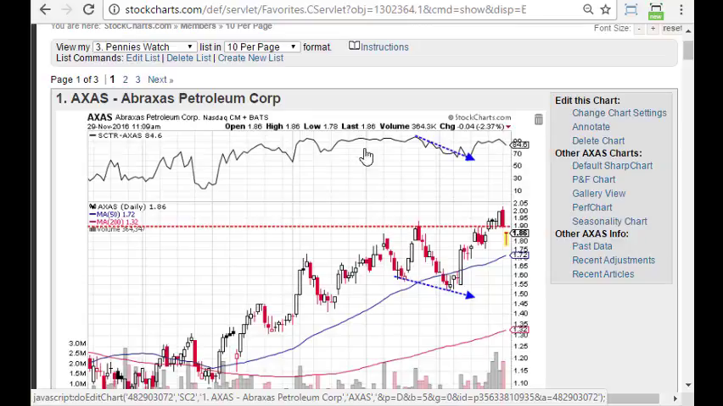This is a scatter plot here. It shows how popular the stock is relative to other stocks in its class. So you want this scatter plot to be above 70 to show that it's a popular stock. And then there's the price here, and then the moving average. Again, we want the price to be staying above this blue line, which is the 50-day moving average.